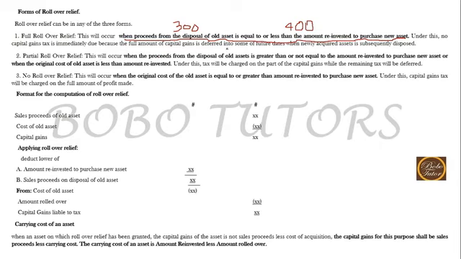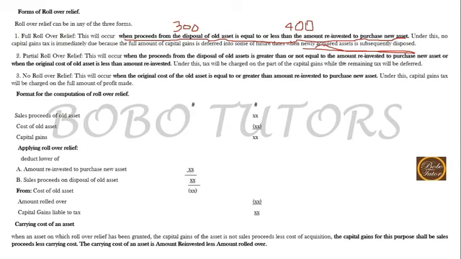So let's look at partial rollover. This will occur when the proceeds from the disposal of the old asset are greater than, or not equal to, the amount reinvested to purchase the new asset, or when the original cost of the old asset is less than the amount reinvested. Now, you see here that when the proceeds of the disposal of the asset are greater than, or not equal to, the amount reinvested, are you getting it? To purchase the new asset.